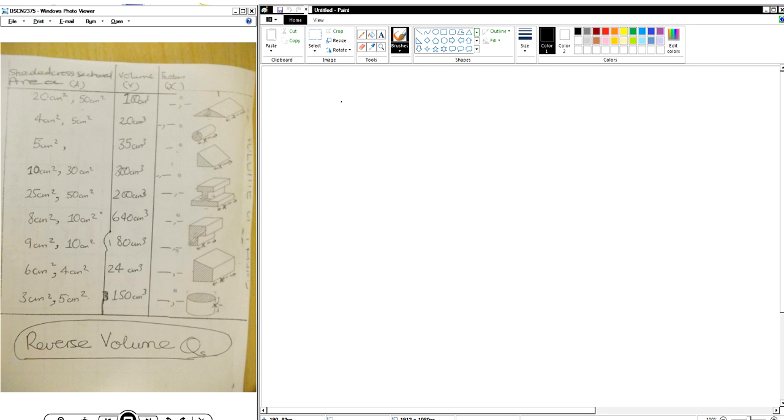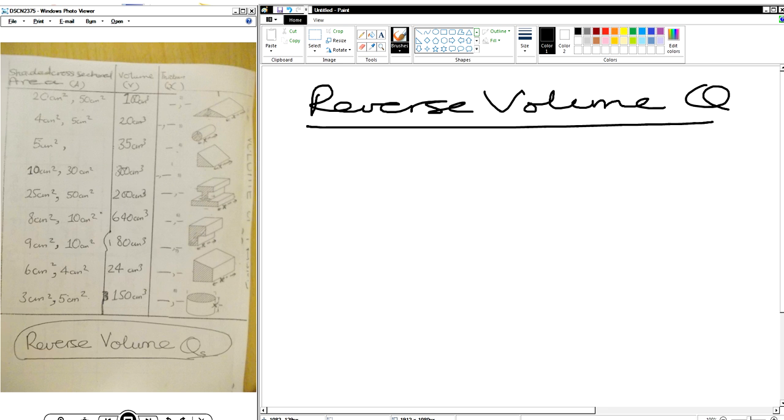So now we're looking at reverse volume questions. What does that mean? So here in this type of question, for example, here's a quick sketch of a triangular prism. And so we are told that the area of the cross section is equal to 30.